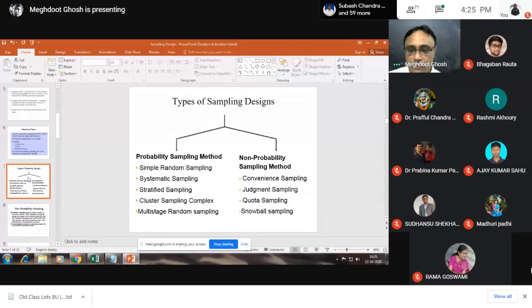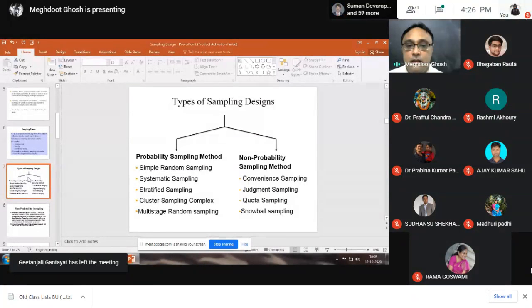So if you're doing that, that is called simple random sampling with replacement. But if you are not doing that, then it is called simple random sampling without replacement. Okay. Next, come to the most vital part, which is called systematic sampling.